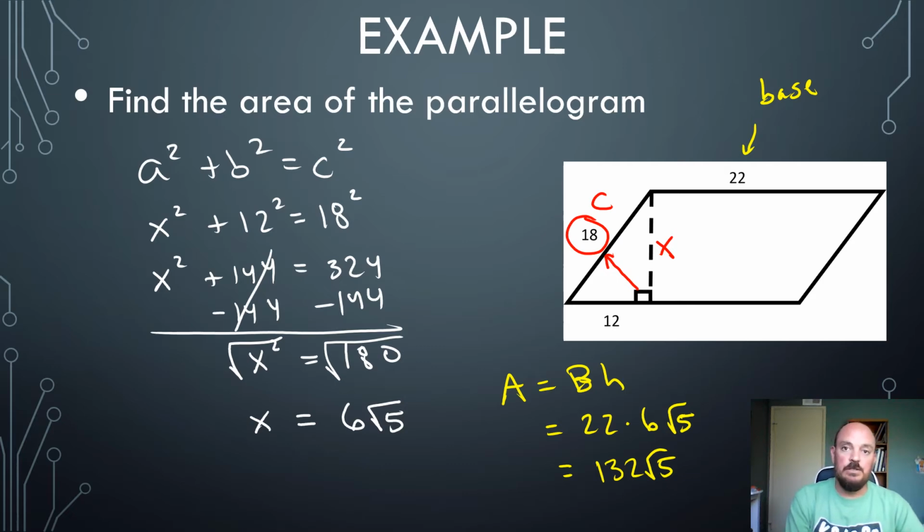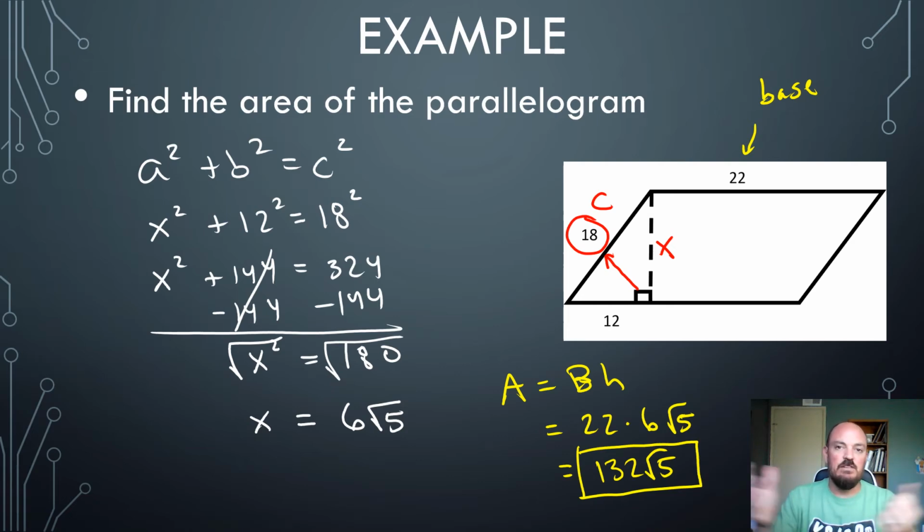Or you can use your calculator to get a decimal at this point. Remember, at the end of the question, if you want a decimal, that's fine. I'm going to leave it as 132 radical 5. But if you ever need your answer as a decimal, just type it into a calculator. That's fine. The idea there was we couldn't do that without the height. This was a two-part question. We had to use Pythagorean theorem to find the height, and then do area equals base times height.